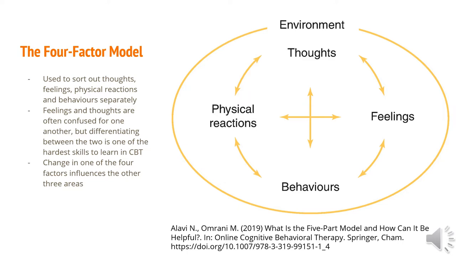This four-factor model is used to sort out thoughts, feelings, and physical reactions and behaviors separately from one another. But it's important to remember that change in one of the four factors can also influence any of the other three areas. And feelings and thoughts are often confused for one another, but differentiating between the two is one of the hardest skills to learn in CBT. We will be going over how this is done later on.